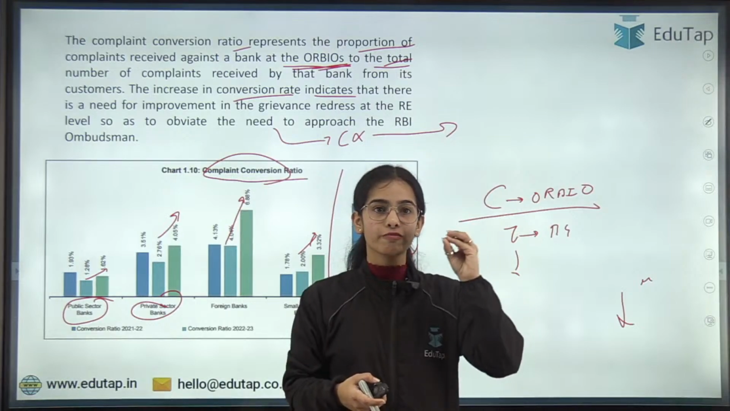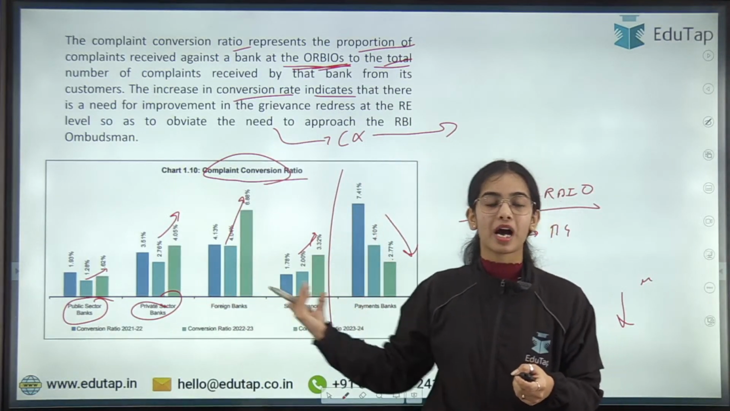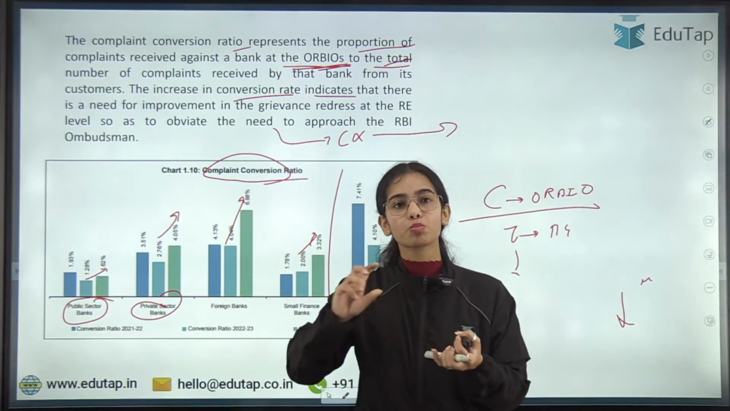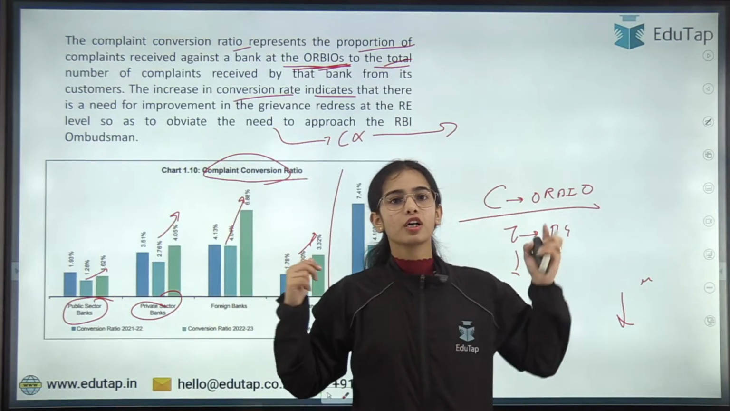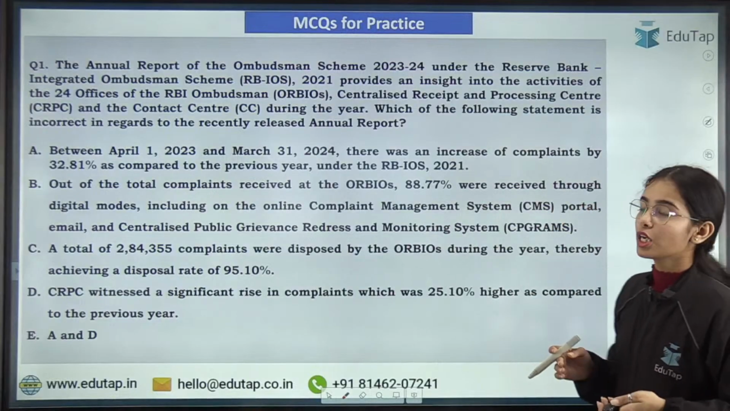And in the case of bank groups, for the majority of bank groups except payment bank, there is the increase in complaint conversion ratio, that is more of the complaints are going to the offices of the RBI ombudsman. Okay, so this is the idea.